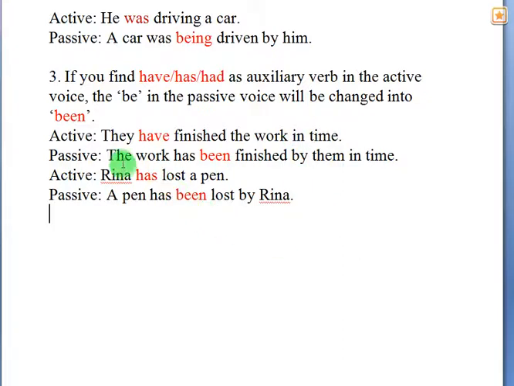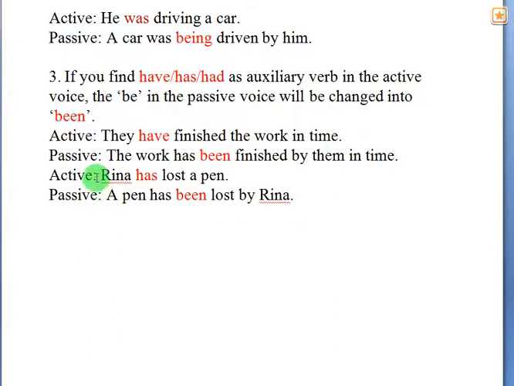Now we see the work. This is the given auxiliary verb according to the tense. This is a perfect tense, present perfect tense. So we will get have or has as auxiliary verb. Then the be has been changed into been. Then the past participle form of the main verb, finished, then the preposition, then them from they, then the extension. The work has been finished by them in time.